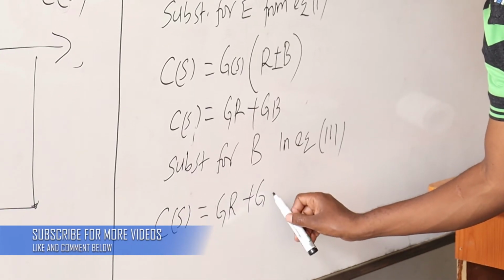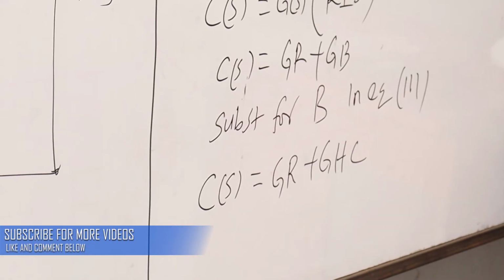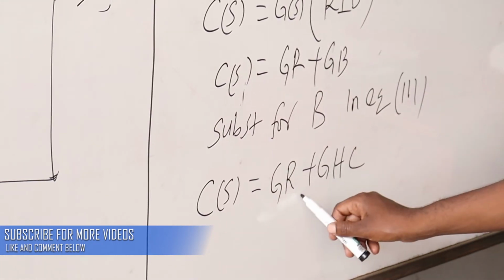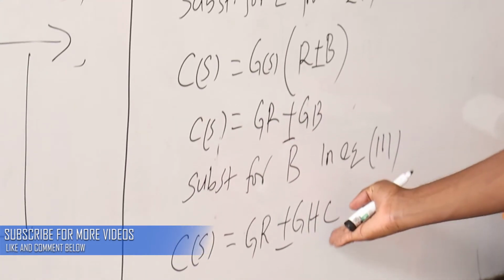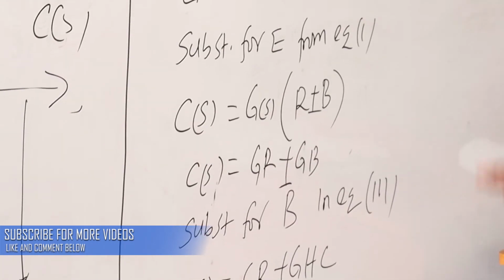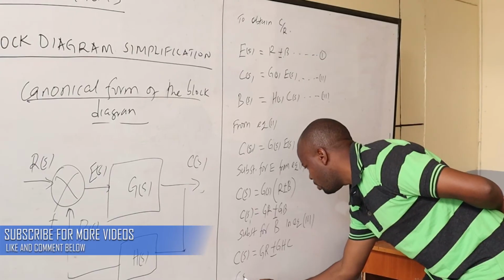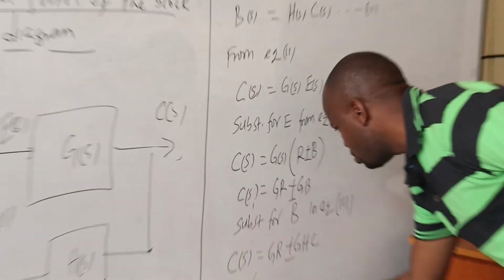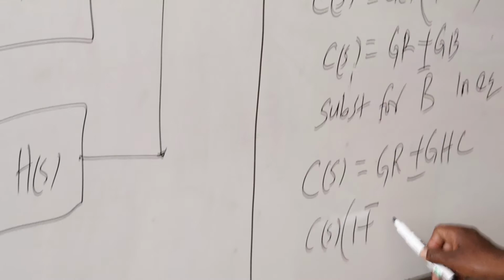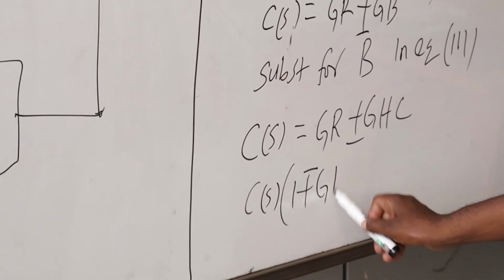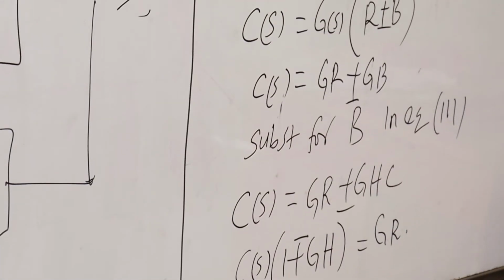Then we can now make C over R the subject, and that one means that of course it will be plus or minus, maintain the sign. We can collect what has C and put them on the left hand side, so that we are going to have C of S into 1 plus GH is equal to GR.